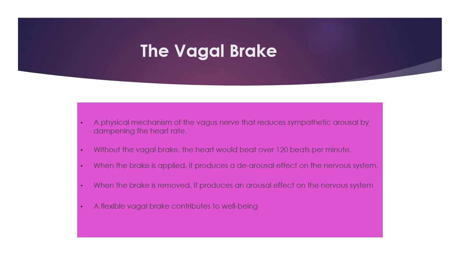Now, the vagal brake, which is a physical mechanism of the vagus nerve that reduces sympathetic arousal by dampening the heart rate. Without the vagal brake, the heart would beat at 120 beats a minute. When the brake is applied, it produces a de-arousal effect of the nervous system. When the brake is removed, it produces an arousal effect on the nervous system. A flexible vagal brake contributes to well-being.